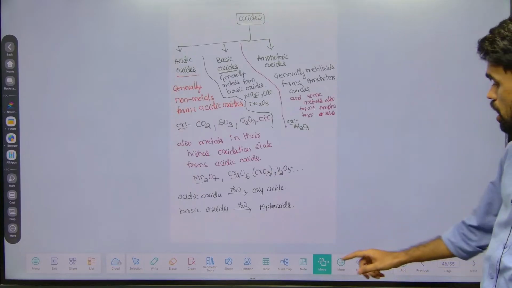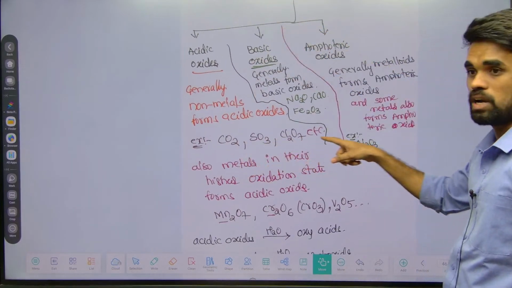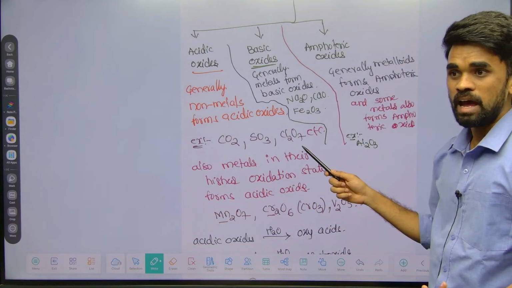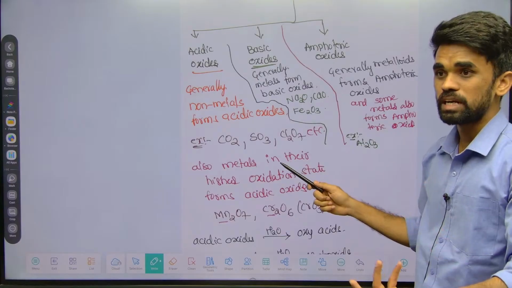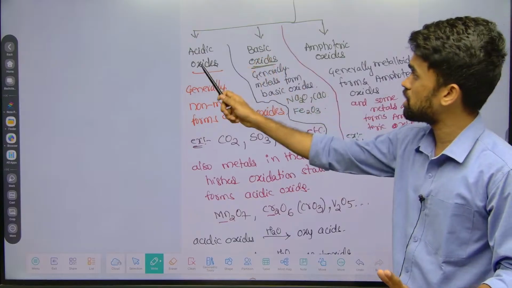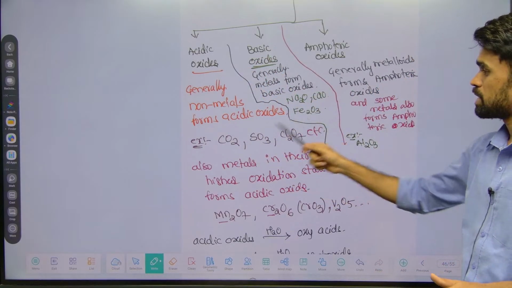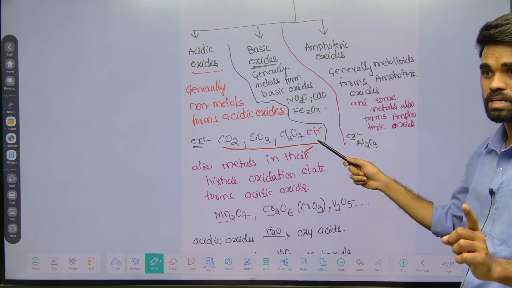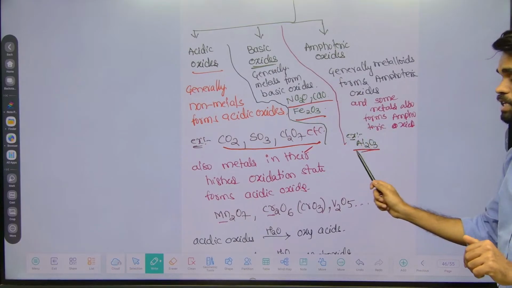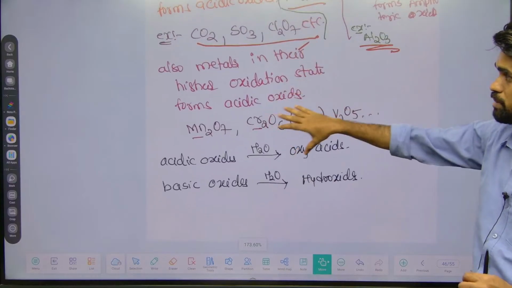Okay, next. Oxides. So look at the oxides. We have CO2, SO2 like this. So greater the oxidation state, greater is the acidic nature. Next, more is the electronegativity, more is the acidic nature. Based on this, we have acidic oxides, basic oxides, amphoteric. So acidic oxide examples like this. See, these are non-metals. Non-metals form acidic oxides. Metals form basic oxides. Metalloids form amphoteric oxides. So these are some examples.